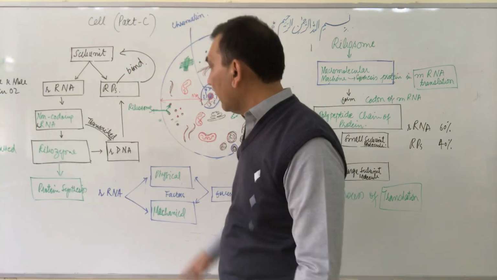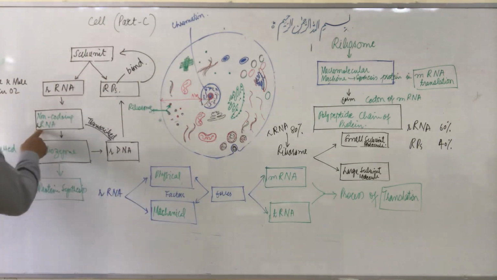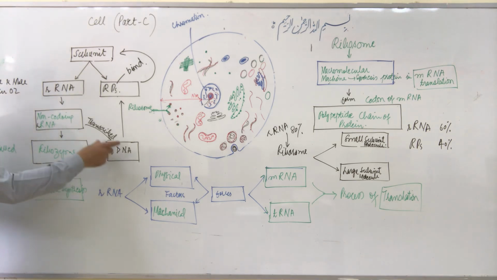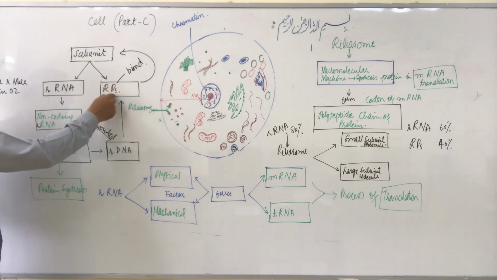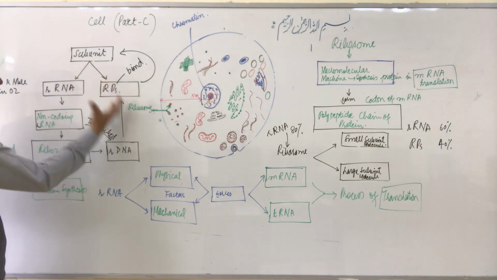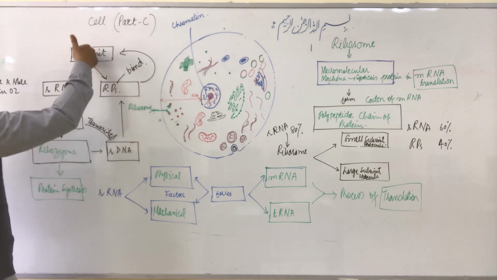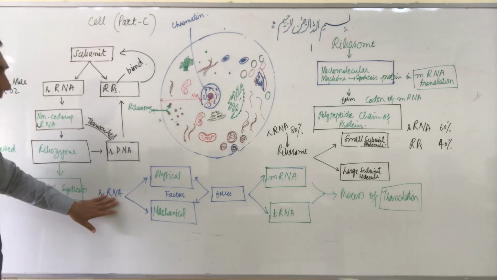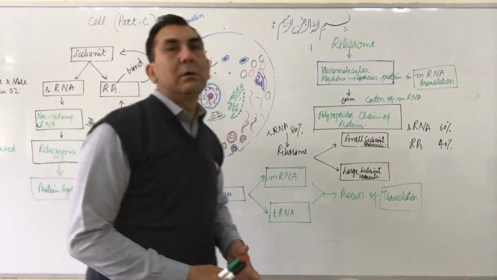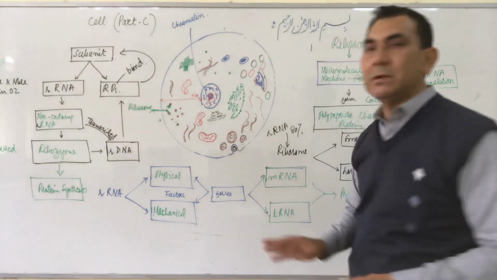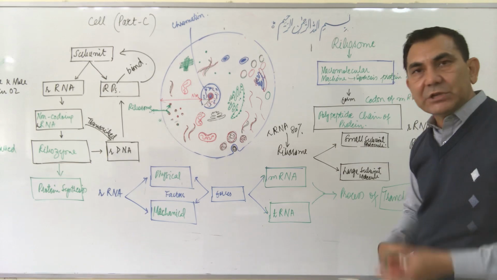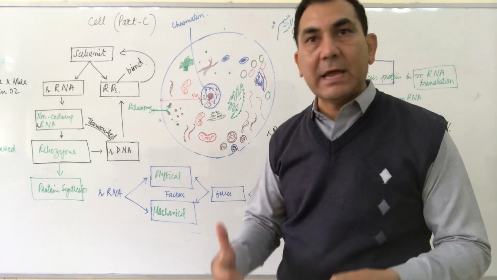Now this ribosomal RNA is transcribed by the ribosomal DNA, and when it is transcribed, it goes to bind with the ribosomal protein, and it makes the subunit of the ribosomes. The ribosomal RNA is the physical and mechanical factor which forces the messenger RNA and transfer RNA to complete the process of translation in the protein synthesis.